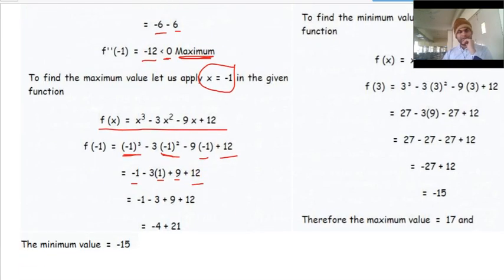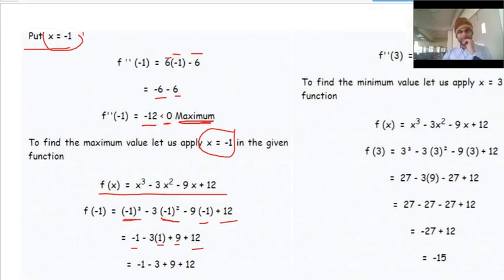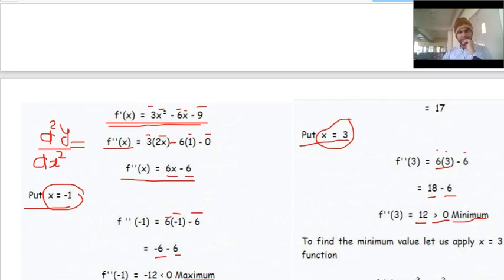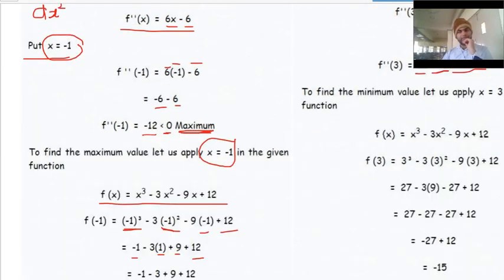When we solve this entire question, this is 21 minus 4, that is 17. Okay. 17 is your maximum value of the function. Now we will go to the minima value. So for that we have to put x is equal to 3. So put that value 3 in this function.